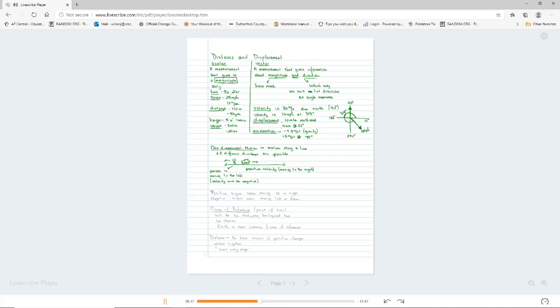So we use positive signs when moving up or right. We use negative signs when moving left or down.